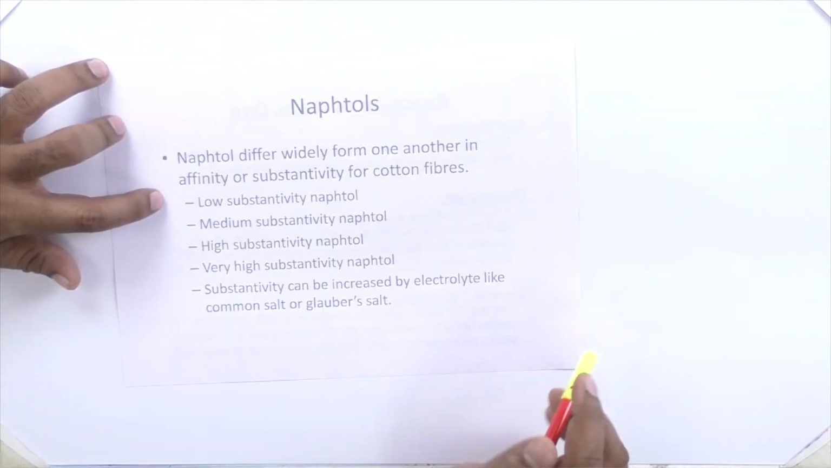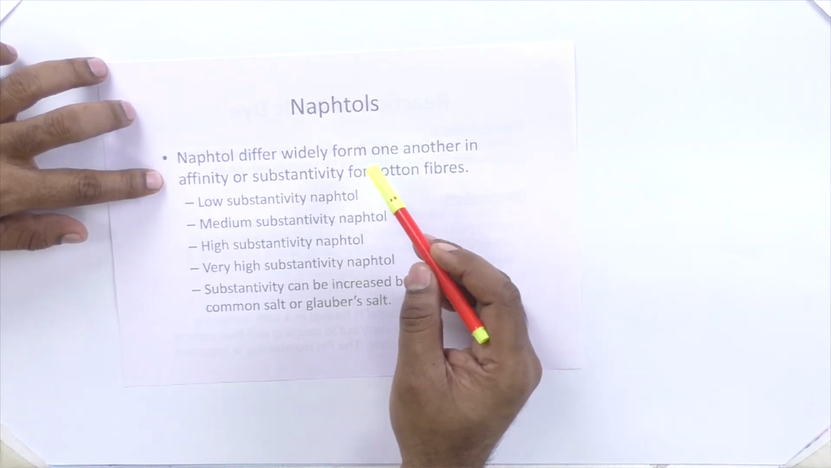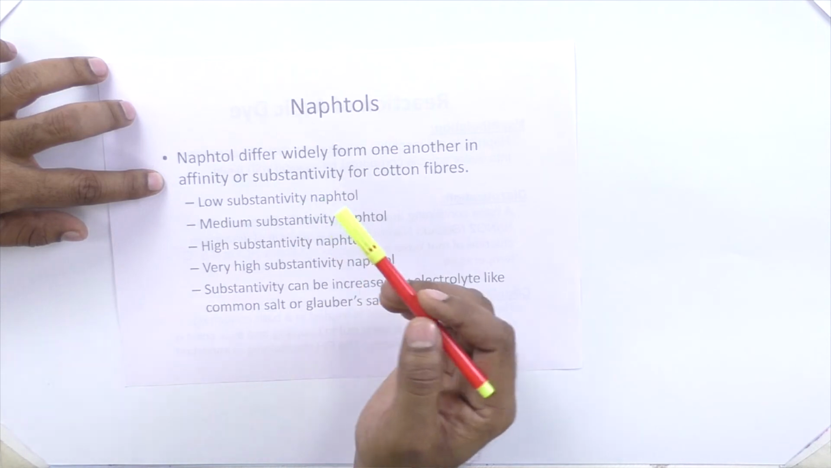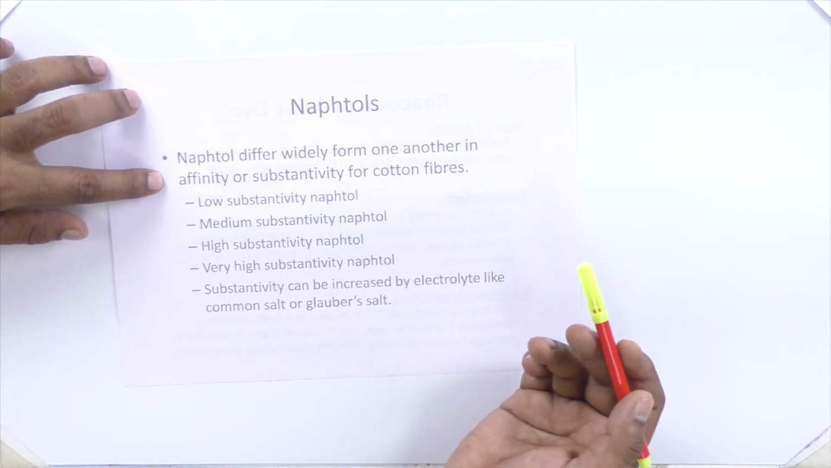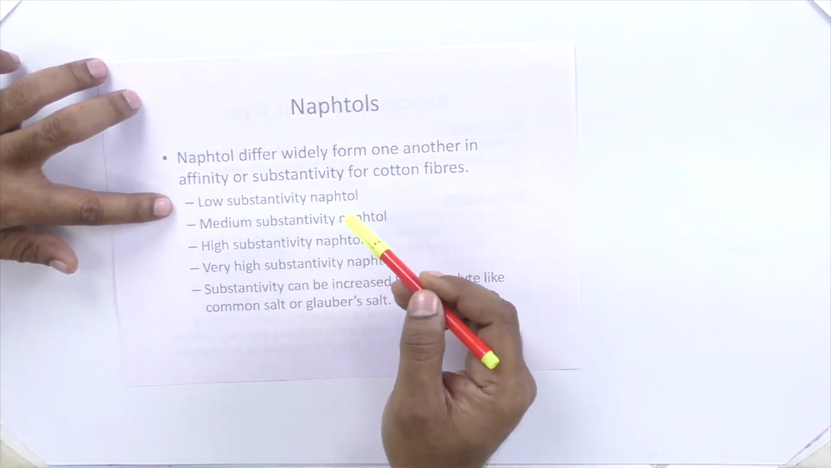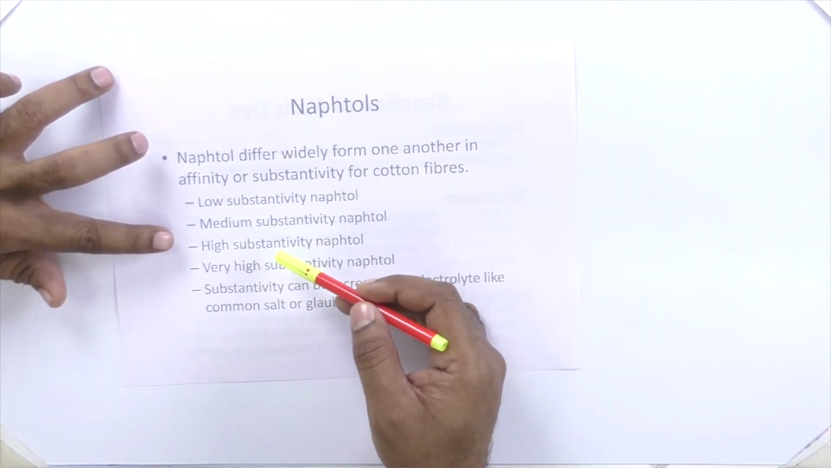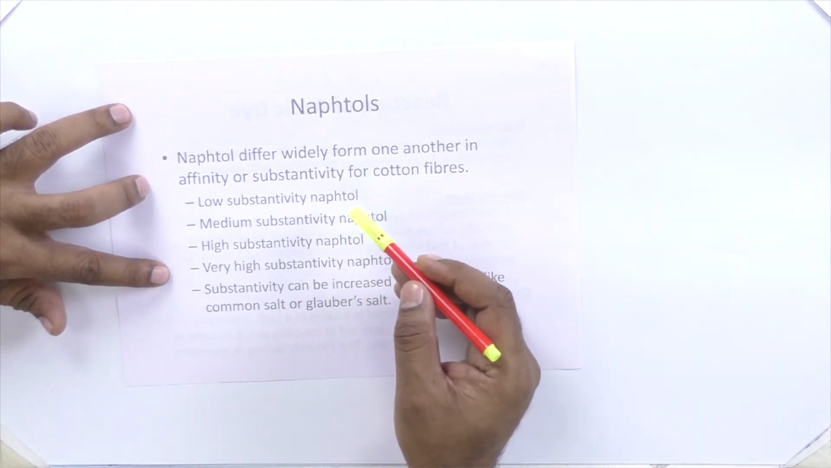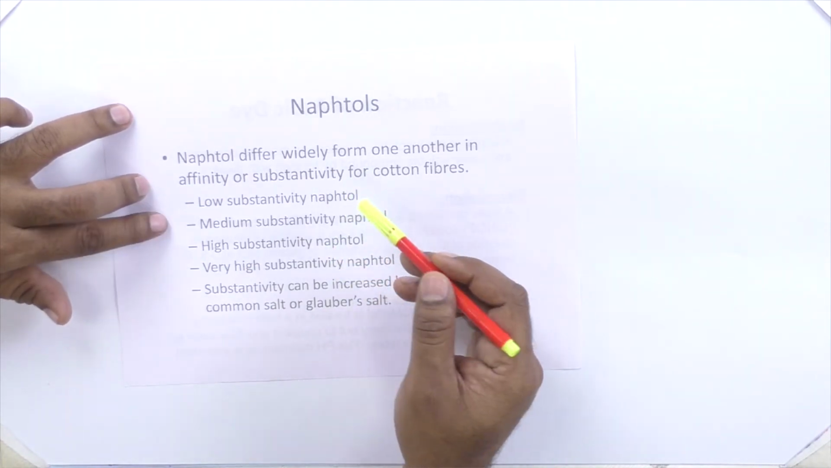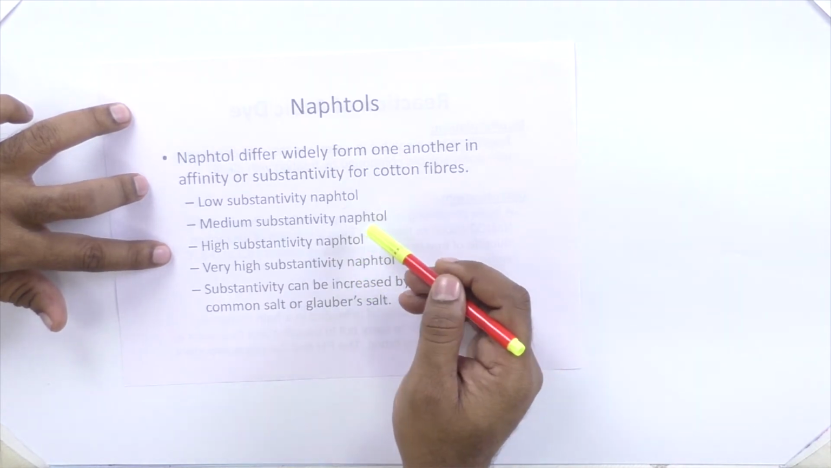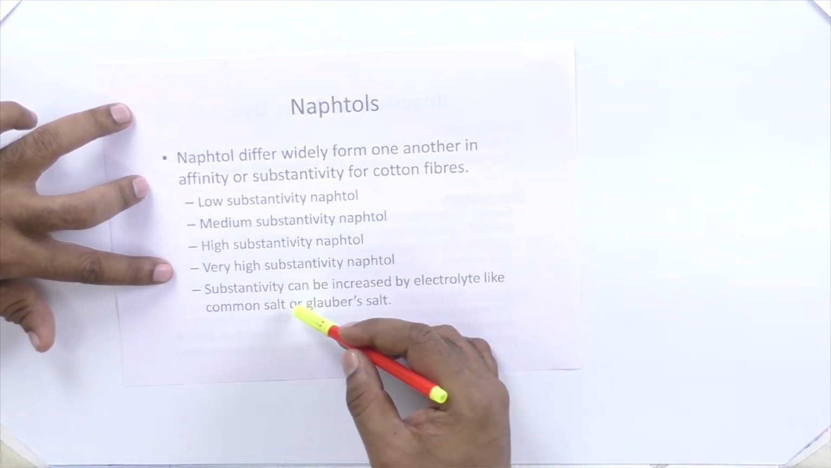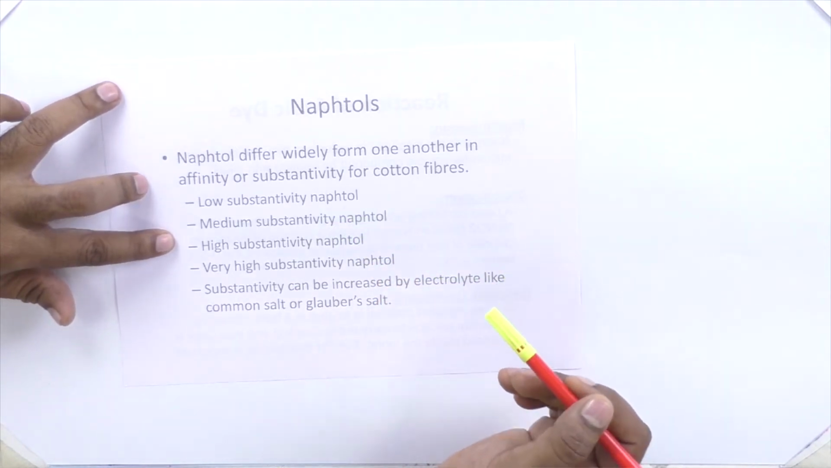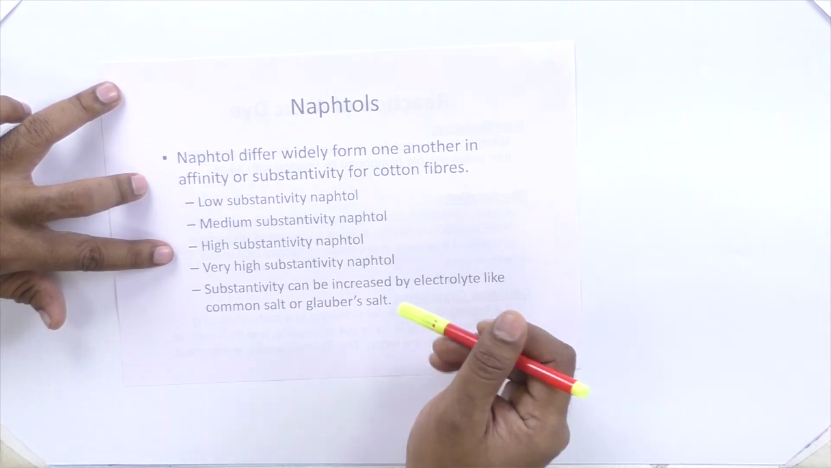So all are the same. Naphthols differ widely from one another, so the affinity and substantivity for cotton fibers vary. Low substantivity naphthols are available, as well as medium, high and very high substantivity. Based on the requirement and based on the color, we have to use different naphthols. The substantivity of the naphthol can be increased by addition of salt, an electrolyte. So it is similar to direct dyeing of cellulosic material.